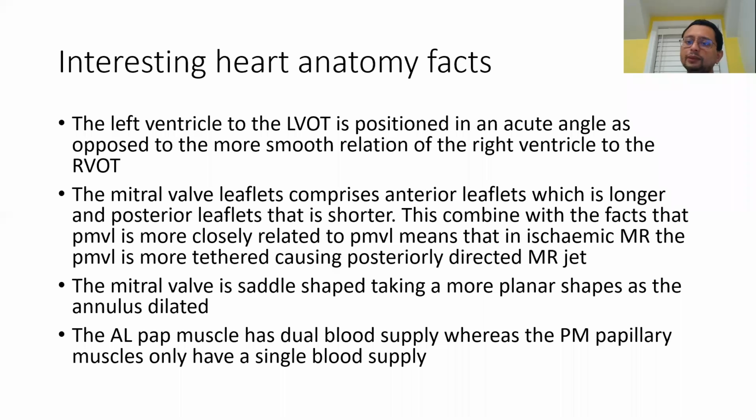Now, one of the favorite exam questions is this: when you have acute myocardial infarction, which of the papillary muscles can easily rupture? Is it the anterolateral or posteromedial? The answer is posteromedial, because the posteromedial papillary muscle only has a single blood supply, whereas the anterolateral papillary muscle has a dual blood supply, so it does not rupture easily.